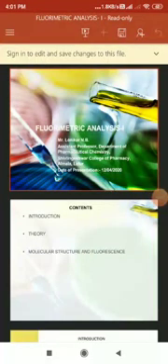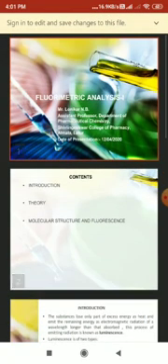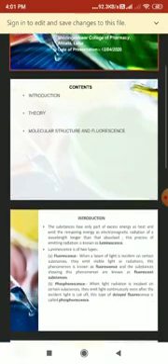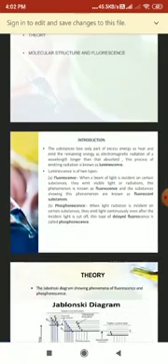Dear students, today we have learned fluorometric analysis. This contains introduction, theory, molecular structure and fluorescence. Firstly, we have seen the introduction of fluorometric analysis. It is also called fluorometry and phosphorometry.